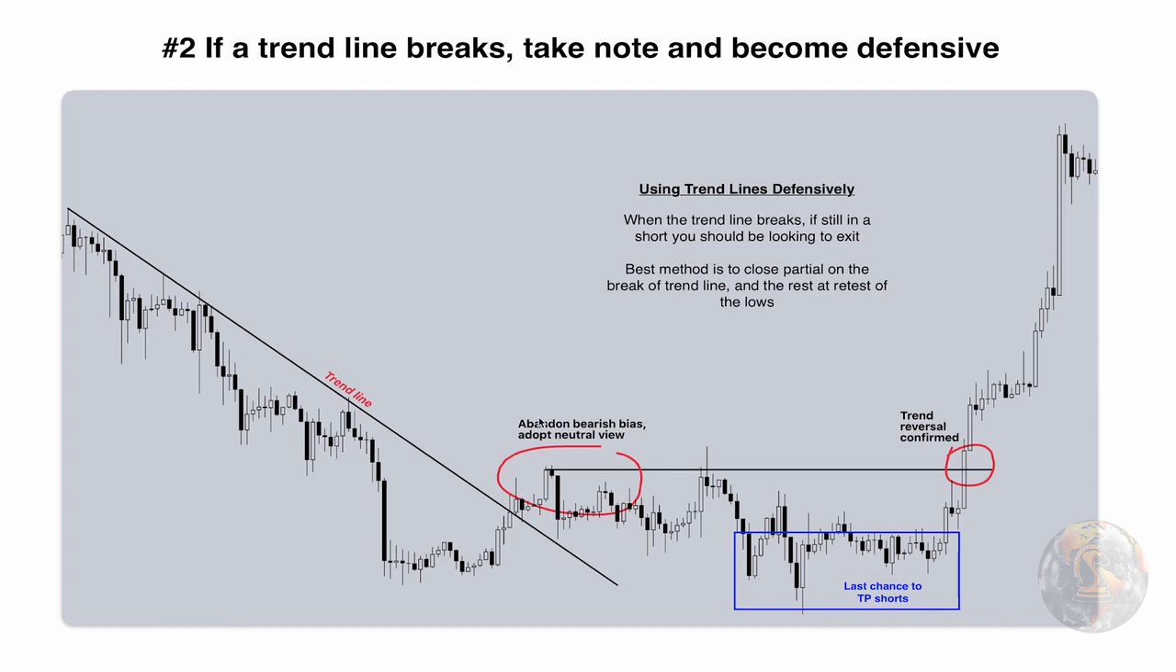If you've seen some of the other lessons, you'll understand that markets do not go from bearish straight to bullish. They go from bearish to neutral, ranging, then to bullish, or back into bearish. So you abandon your bearish bias. So if you were short, you should now be thinking about taking profit. If you are not in a trade, you should not be considering shorts. You should only be considering potentially longs, or again, doing nothing. You adopt a neutral view.